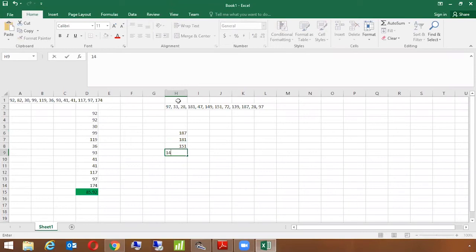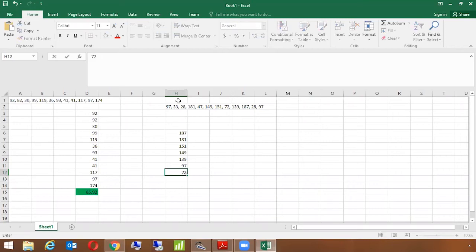149, then we have 139. I'm just doing it in front of you so that you can also understand. After 139, we have 97 twice. I'm just mentioning 97 twice. Then we have 72, sorry, 72.